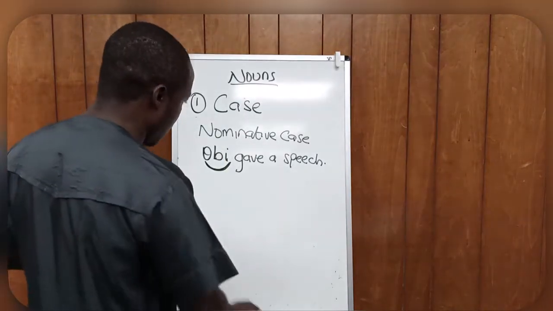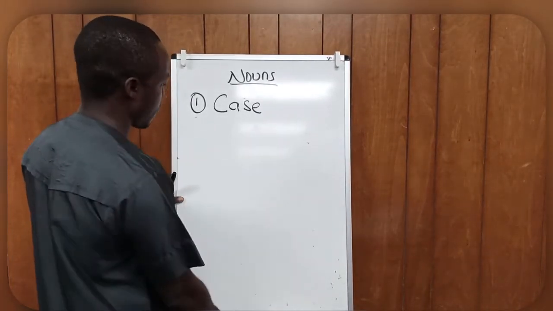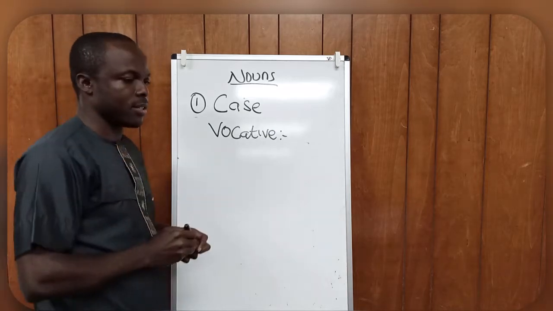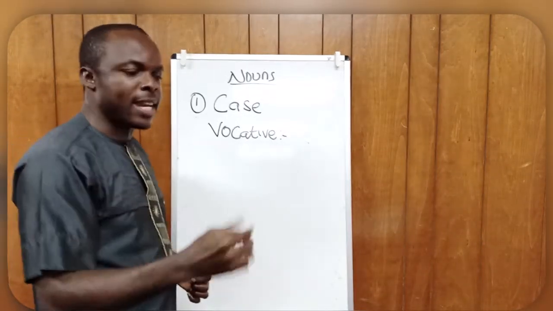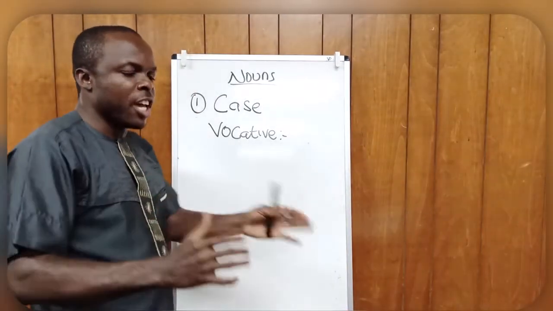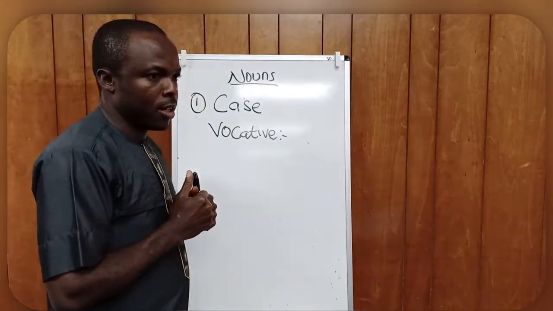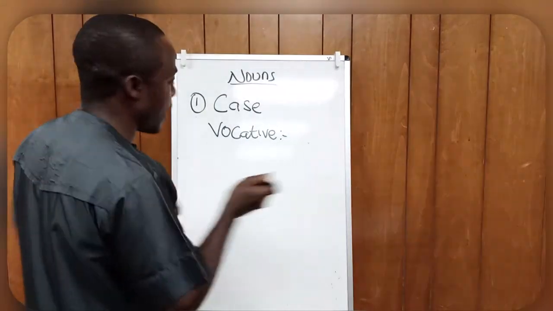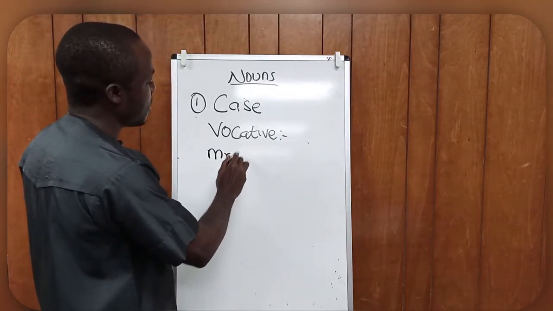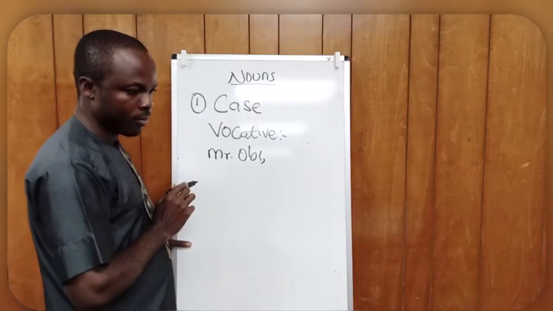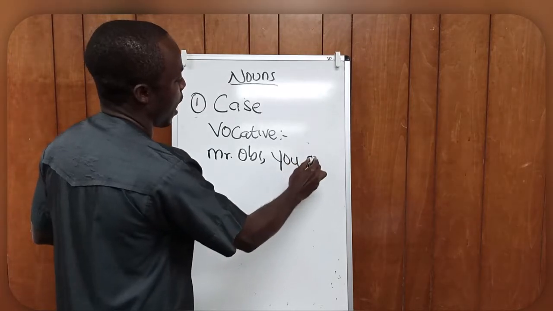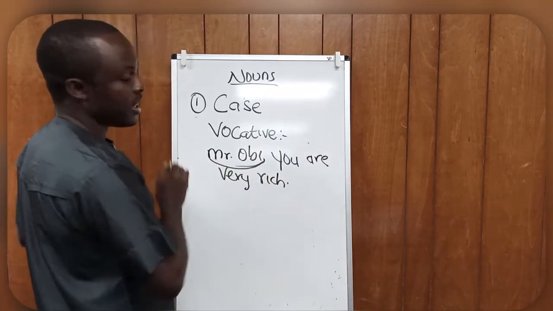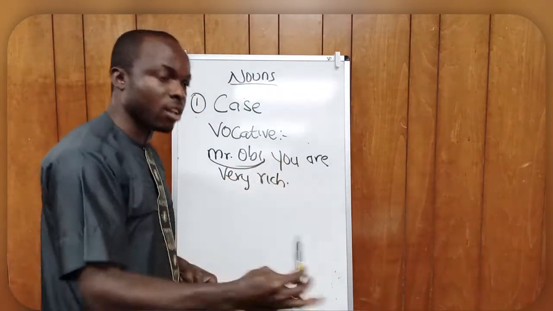The second case is the vocative. Vocative case. In this case, it is used in addressing someone. We may still use the same Mr. Obi. You may address Mr. Obi as, Mr. Obi, you are very rich. Now you address him with a comma. Therefore, Mr. Obi here is in the vocative case. And this vocative case is the case of address.